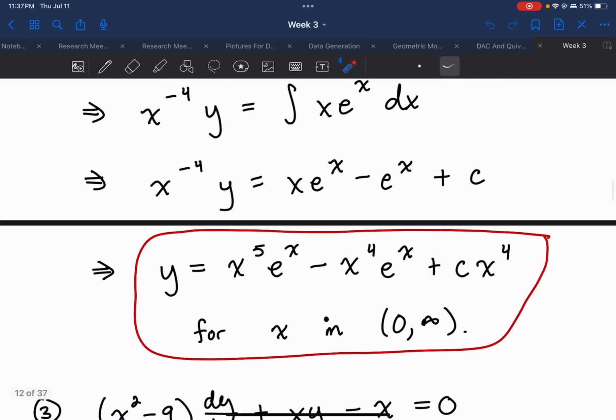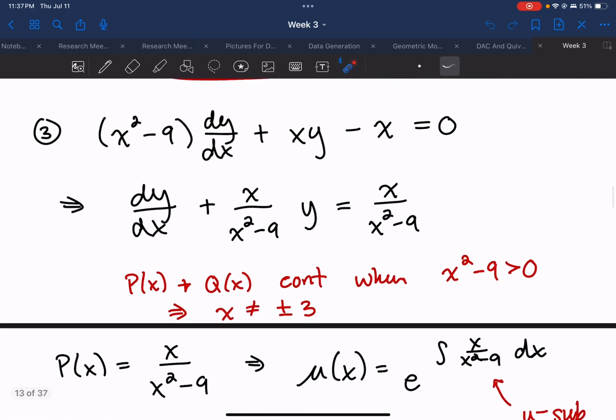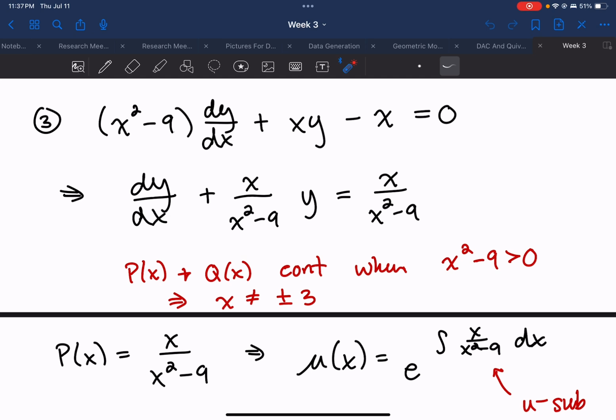Okay, that's example number 2. Example number 3. A little bit harder. We've got (x squared minus 9) dy/dx plus xy minus x equals 0. This is not in standard form. Is it linear? I'd say yes.